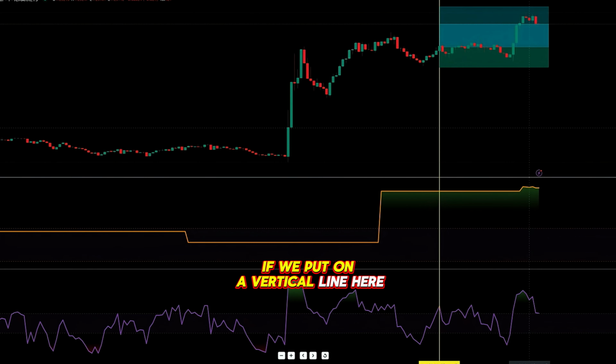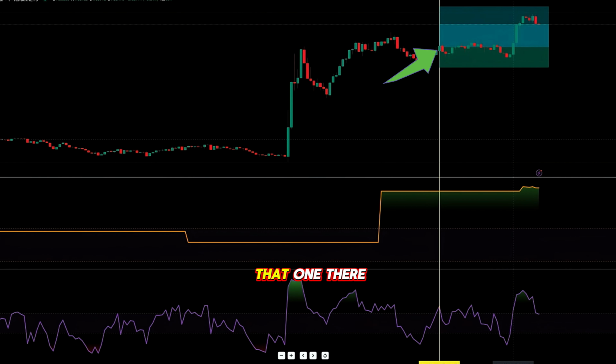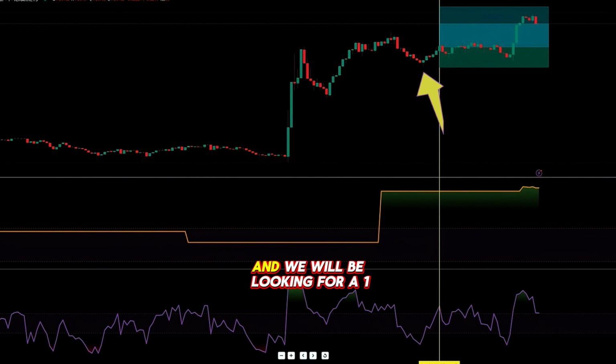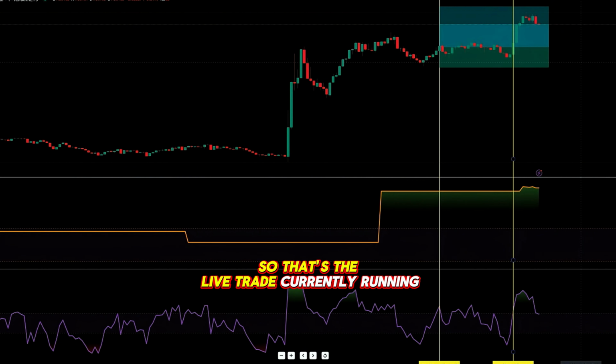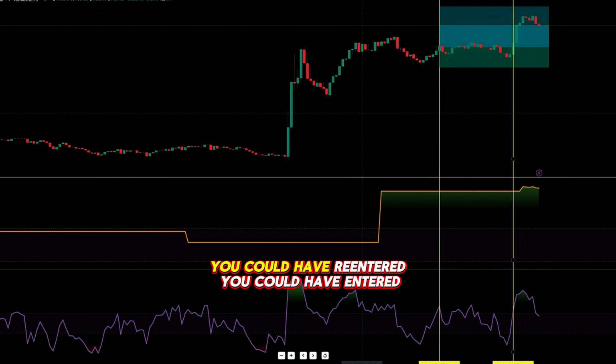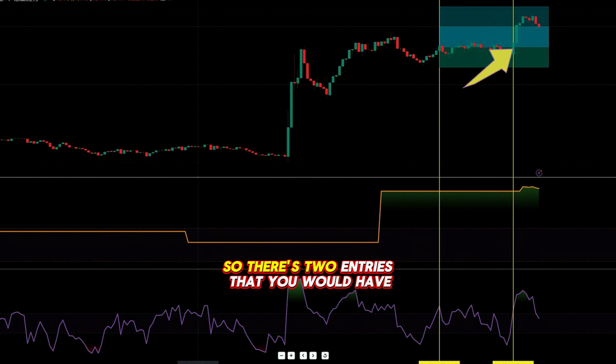If we put on a vertical line here, you'll see that the entry candle would be that one there. So we'd be putting on a long trade here. The stop would be at the swing low, and we will be looking for a 1 to 2 risk reward. So that's the live trade currently running there. Had you missed that one, you could have re-entered. You could have entered on that candle there. So there's 2 entries that you would have got.